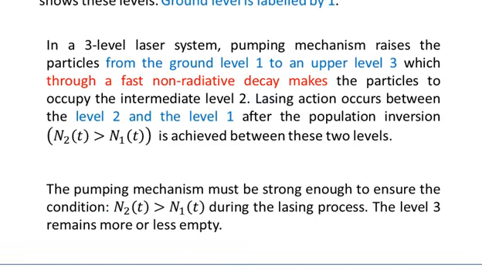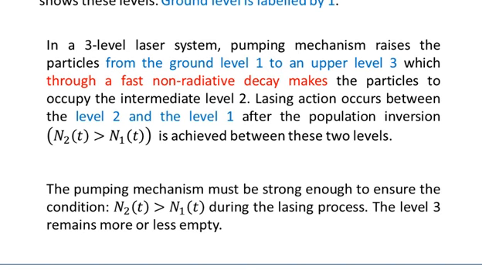In a 3-level laser system, the pumping mechanism raises the particles from the ground level 1 to the upper level 3, which through a fast non-radiative decay makes the particles occupy the intermediate level 2. Lasing action occurs between the level 2 and the level 1 after the population inversion, in which N2 at any time t should always be greater than N1 at any time t. That is, the population in the level 2 should always be greater than the population in the level 1 at all time t.